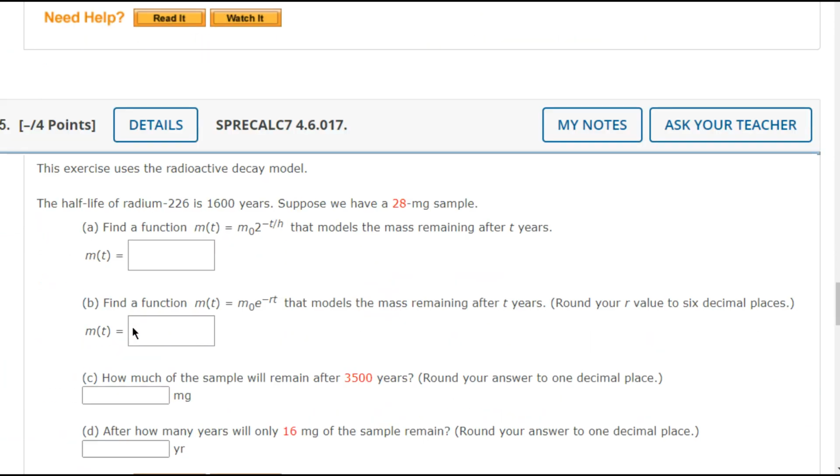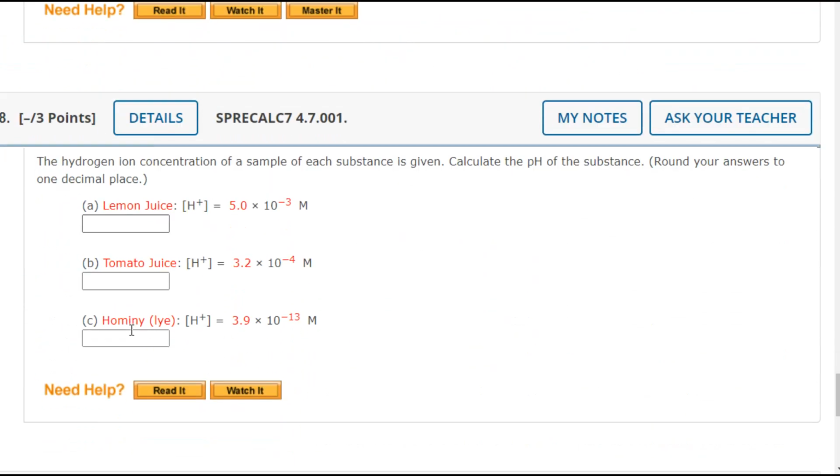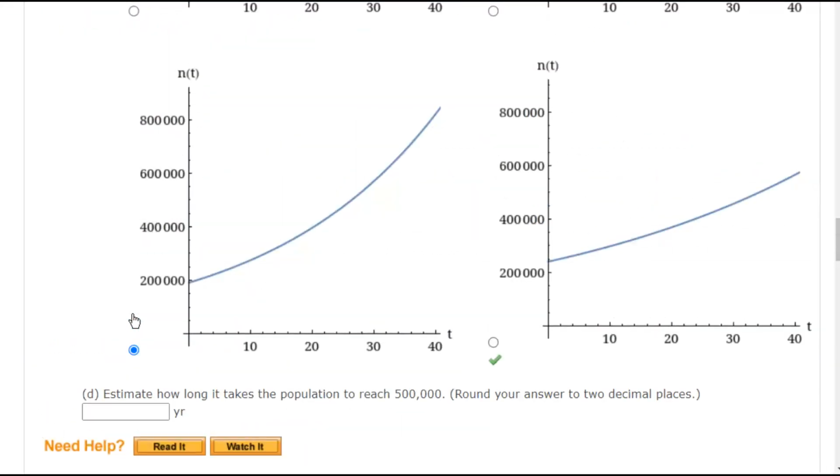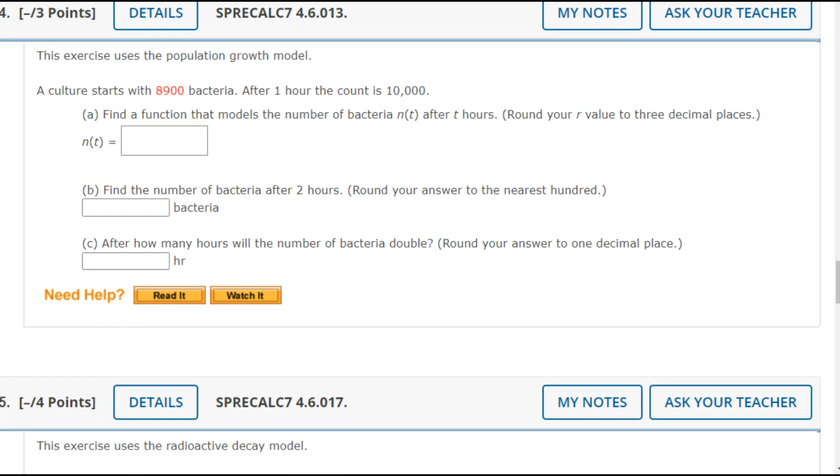Another, are these all population growth? No, there's radioactive decay, cooling, concentration. Okay, so another population growth. A culture starts with 8,900 bacteria. After 1 hour, the count is 10,000. And they want us to have a function where t is measured in hours, round the r value to 3 decimal places. Okay.